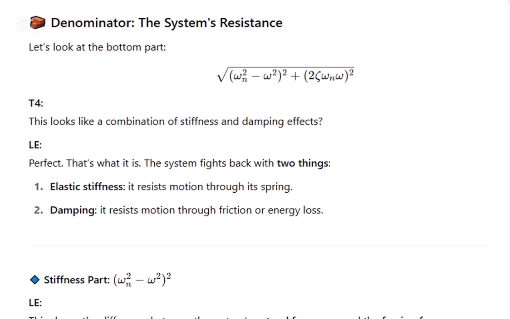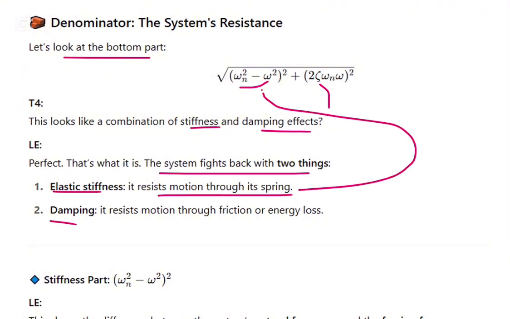Denominator, the system's resistance. Let's look at the bottom part. This looks like a combination of stiffness and damping effects. Perfect. That's what it is. The system fights back with two things: elastic stiffness and damping. It resists the motion through its spring. It also resists the motion through frictional energy loss.